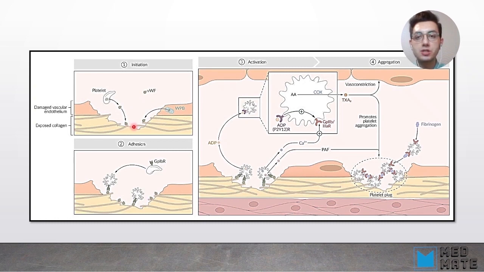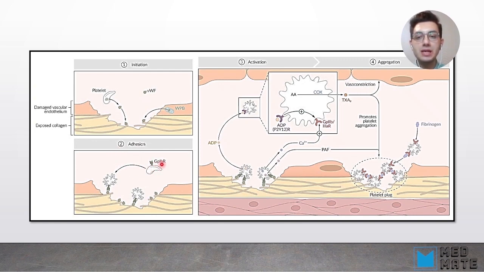Now, you may ask yourself where all of these von Willebrand factors are coming from. Normally, there are two sources for these von Willebrand factors. The first one is Weibel-Palade bodies, and the second one is the platelet itself. So platelets can release von Willebrand factors, and also Weibel-Palade bodies in the endothelium can release these von Willebrand factors.